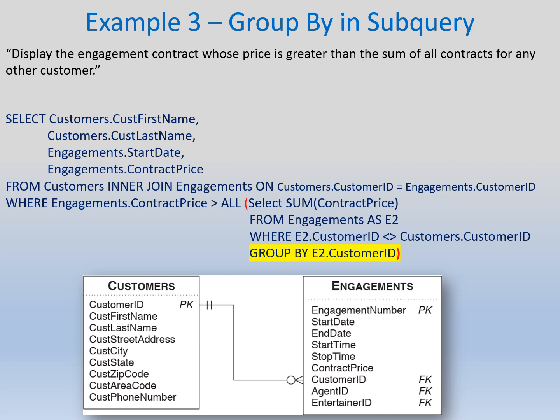This is our select statement. Notice in the where clause, we have contract price greater than all, and then our subquery, which is returning the sum of contract price. It includes a group by clause on customer ID. The data is grouped by customer ID. The aggregation is the sum on contract price. This is a condition in the where clause of the outer or main query. Notice there is no group by in the outer or main query.